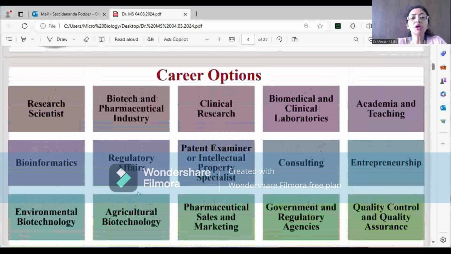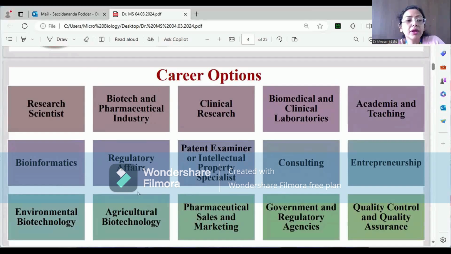Now, how do laboratory techniques and tech transfer help in the development of career options? If we excel in technology transfer or laboratory technique, then different career opportunities open up to us. We can easily be absorbed into the biotech and pharmaceutical industry. We can become a clinical researcher. We can be an entrepreneur, or we can work in quality control and quality assurance.